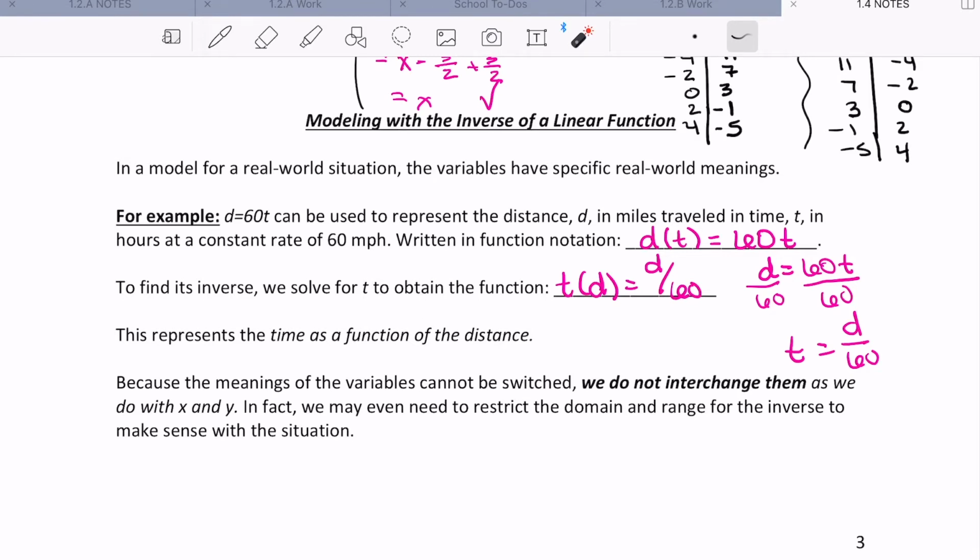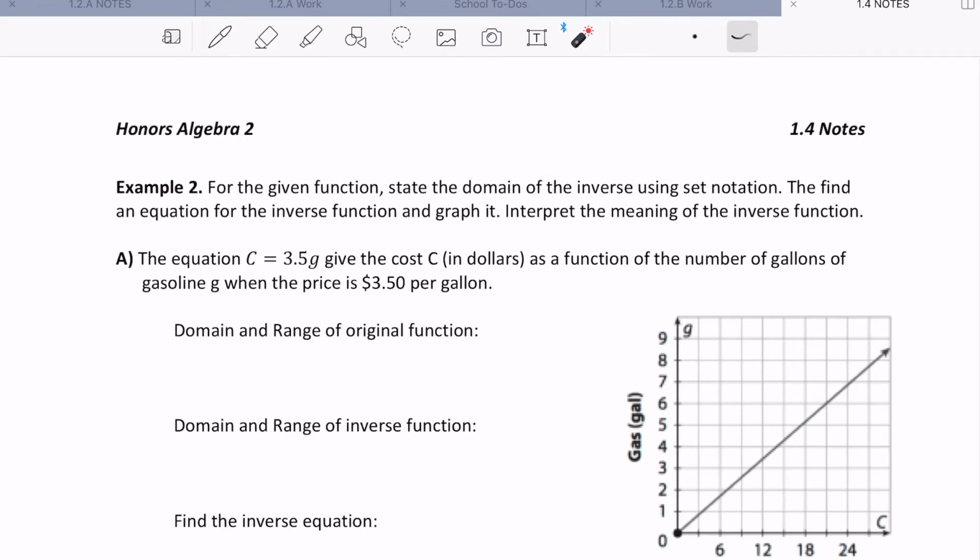If you look at example 2 here, it says for the given function, state the domain and range of the original function and the domain and range of the inverse using set notation. Then find an equation for the inverse function and graph it. Interpret the meaning of the inverse function. A says the equation C equals 3.5G gives the cost C in dollars as a function of the number of gallons of gasoline G when the price is $3.50 per gallon. State the domain and range of the original function.